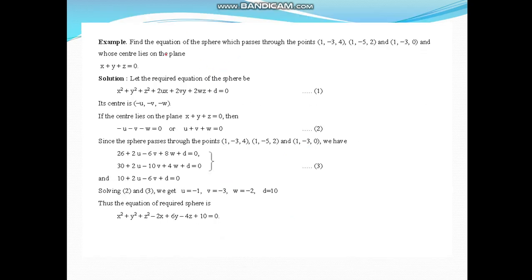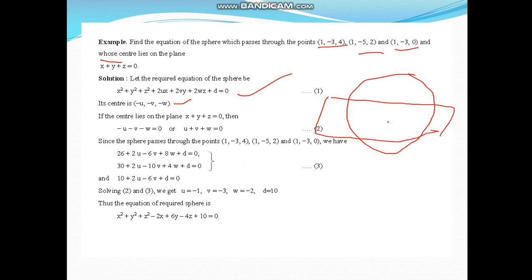Now next is find the equation of sphere which passes through these 3 points and whose center lies on the plane. So let us suppose that required equation is this, center is this here, but according to condition, the center of the sphere lies on the plane. The coordinates of center must satisfy equation of plane. So we can replace x, y, z in equation of plane by minus u, minus v and minus w. You will get this result.